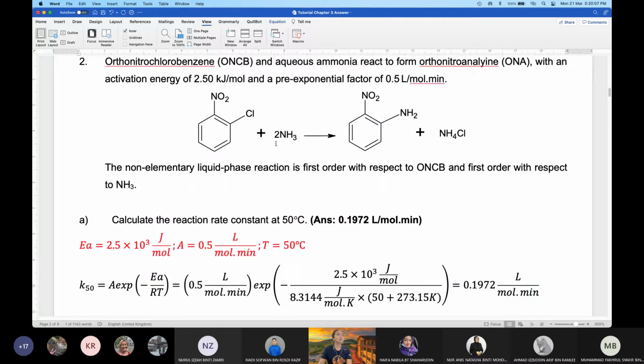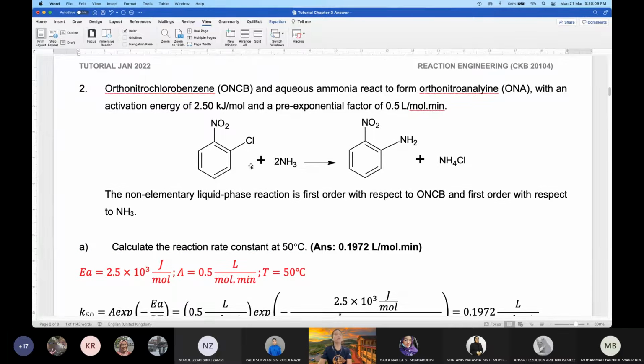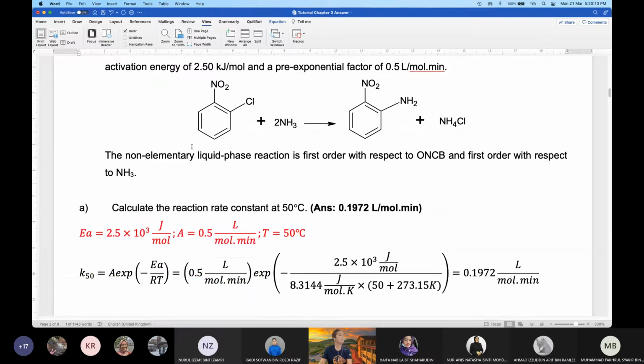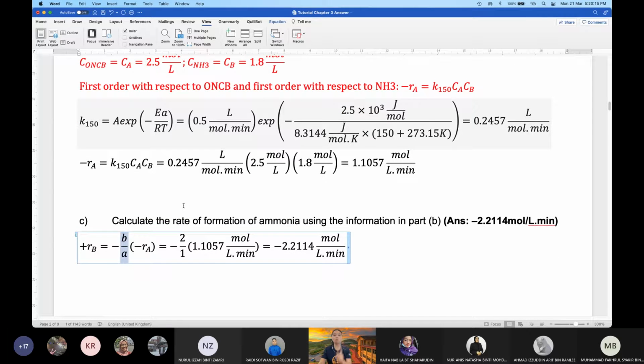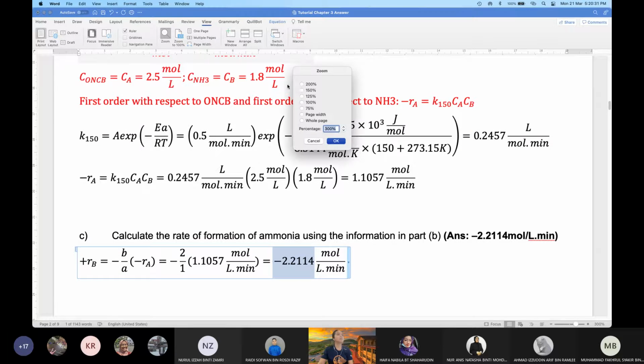Untuk ammonia, the stoichiometric coefficient is 2. For your A, your ONCB, the stoichiometric coefficient is 1. So become B per A jadi 2/1. Multiply with your minus RA, which you calculated previously in part B, you will get your RB as negative 2.2114 mole per liter minute. Okay, so done for question number 2.